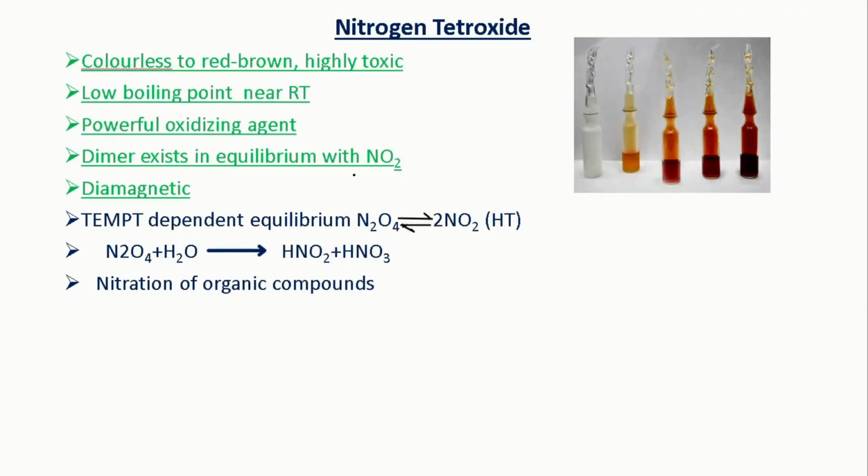The other one is nitrogen tetroxide. It's very similar to nitrogen dioxide, and it's colorless at lower temperature. But once you heat it, it changes into nitrogen dioxide, and the color changes to brown. That brown color indicates the formation of nitrogen dioxide. So it is a temperature dependent equilibrium between nitrogen tetroxide and nitrogen dioxide. It's a powerful oxidizing agent, and it's diamagnetic in nature. When you react it with water, you get nitrous acid and nitric acid as well. It helps in the nitration of organic compounds.